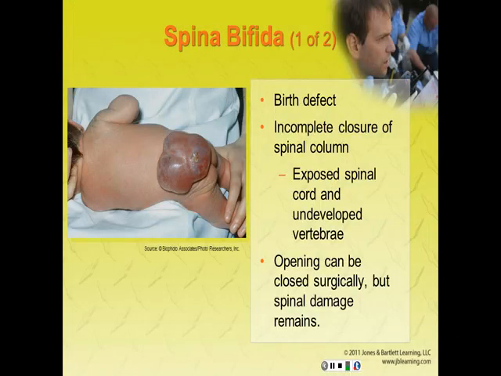Spina bifida is a birth defect caused by an incomplete closure of the spinal column. The spinal cord and undeveloped vertebrae are exposed, and the opening can be closed surgically, but it does leave spinal damage. Some associated conditions include hydrocephalus, and you must remember that most patients who do have spina bifida also have hydrocephalus. Hydrocephalus requires the placement of a shunt to drain excessive amounts of cerebrospinal fluid from the brain.